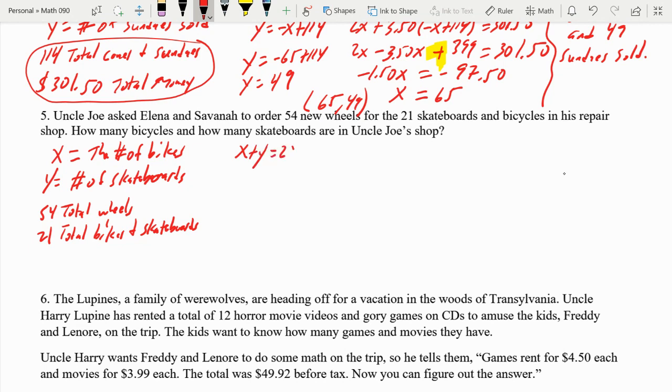All right. Well, X plus Y equals 21. You notice I'm trying not to make things tough for myself. All right. Just totals. And then we have the total number of wheels. Well, bikes have 2 wheels on them. Skateboards have 4 wheels. So y is equal to negative x plus 21. 2x plus 4 times. All right, I'm trying to just go through this fairly quick. Sorry, I couldn't read my own writing.